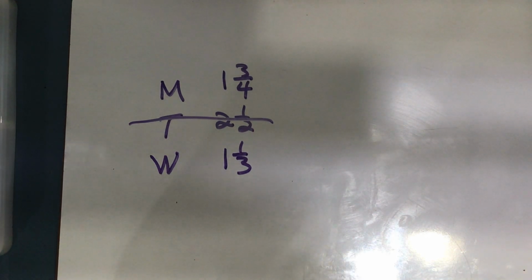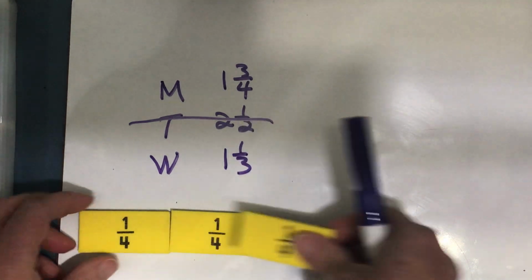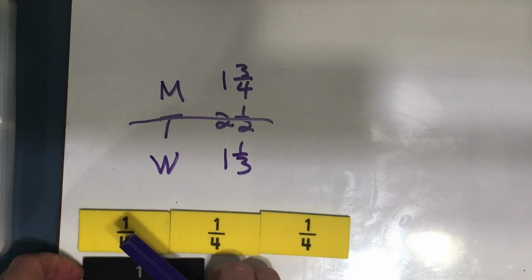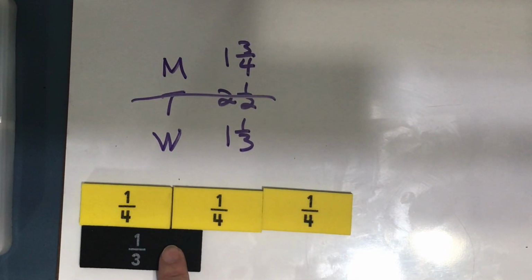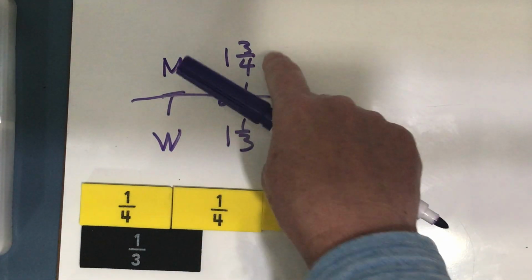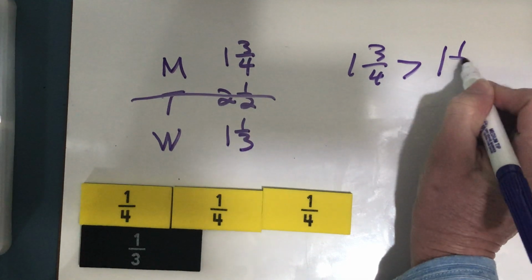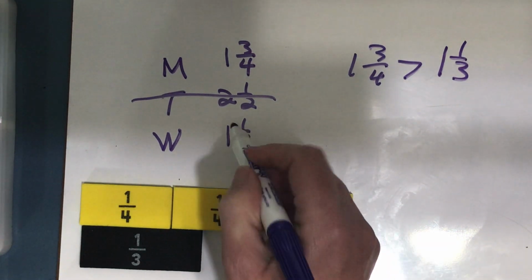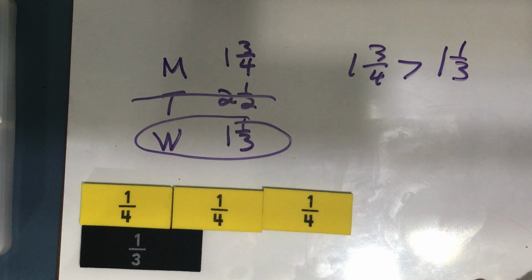So I have to compare my fractions because the whole numbers are the same. So here's 3/4, and here is 1/3. And I can see that 3/4 is greater than 1/3. So 1 3/4 is greater than 1 1/3. So my question says, on which day did she babysit for the shortest length of time? That would be Wednesday. Zoe babysat for the shortest length of time on Wednesday.